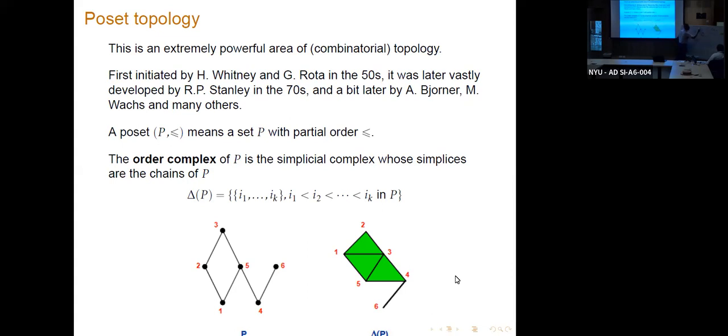So this is my P. So 1, 2, 3, 4 would be the vertices. Now, if I have an edge, so I go from 1 to 2, 1 to 3, I have edges. And a path of length 2 like this gives me a 2 simplex. That's it. So a path of length 2 corresponds to a 2 simplex. A path of length 3 corresponds to a 3 simplex. And they grow along faces. It's really a simplicial complex.